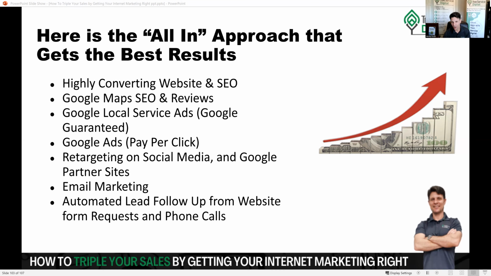Number 5, retargeting on social media and Google partner websites. Retargeting is awesome. Everybody sees your company almost every day on social media or Google partner websites. They can't help it. Email marketing: are you sending emails to your customer database, letting them know that you're still around, educating them on tree care related topics? Do you have automated lead follow-up from website form requests and phone calls?